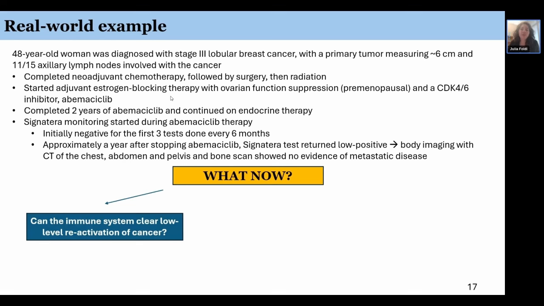There are several questions in the field that we're not sure about yet. In these situations, we think that perhaps the immune system can clear low-level reactivation of cancer. So it's possible that she could have another test done in 3 months, which might be negative. So in this scenario, we typically would repeat another Signatera at a shorter interval, maybe in 2 to 3 months, and see what the trend shows. Is it higher? Has it gone back to negative? And that can give us some clues about what's going on.